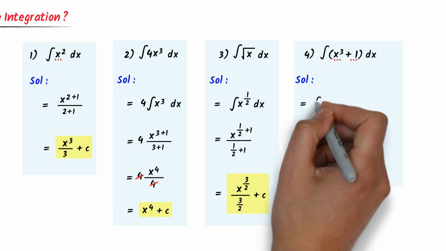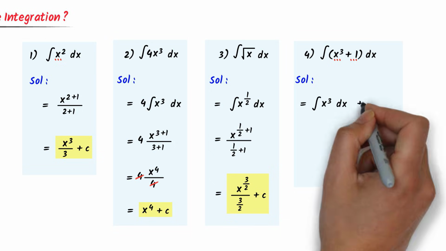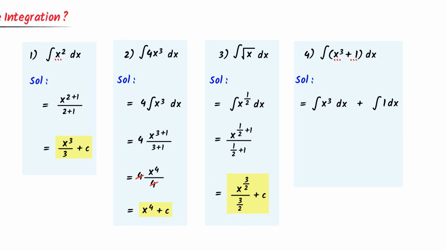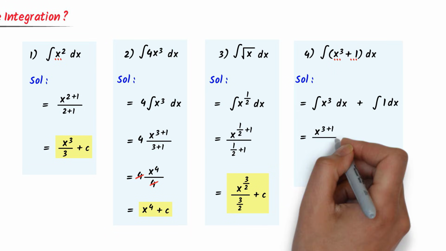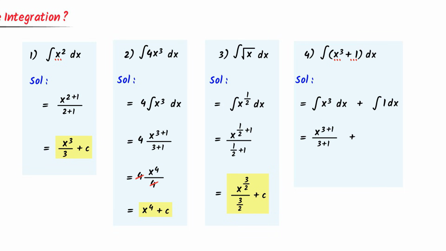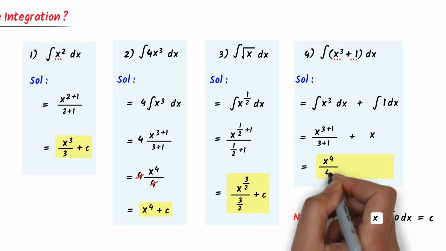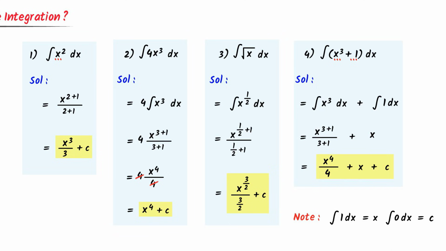I write integral x cubed dx plus integral 1 dx. I get x raised to the power 3 plus 1 upon 3 plus 1 plus, remember that the integration of 1 dx is x, while the integration of 0 dx is a constant number like c. Hence the integration of this 1 dx is x. As a result, I get x to the power 4 upon 4 plus x. Thus this is the answer of this question.